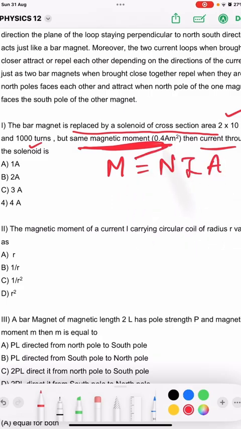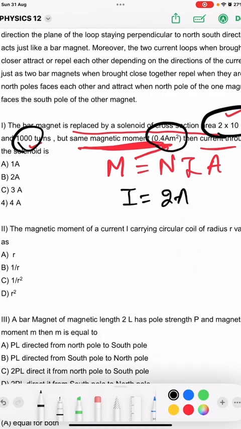Magnetic moment is given as 0.4. Number of turns is given as 1000. Area is given as this. So substitute, you will get I. So in this question, I will come as 2 ampere.